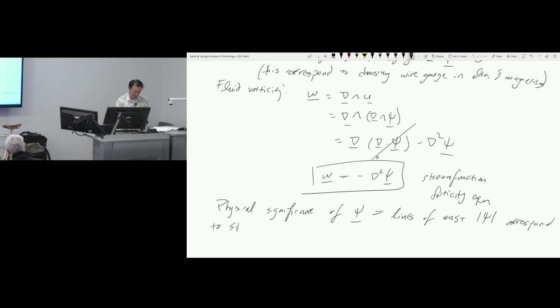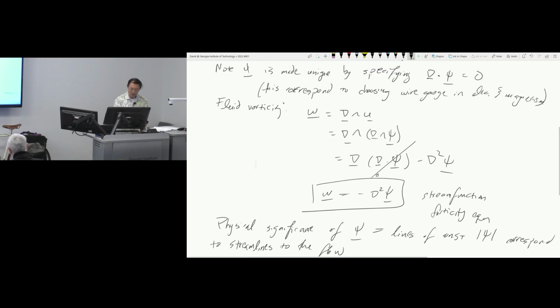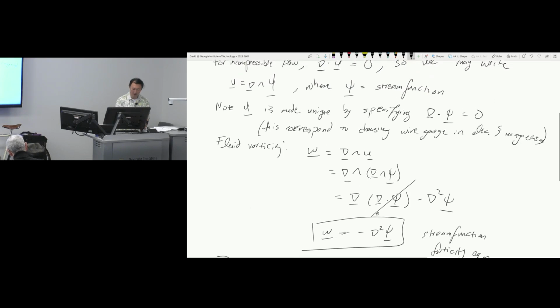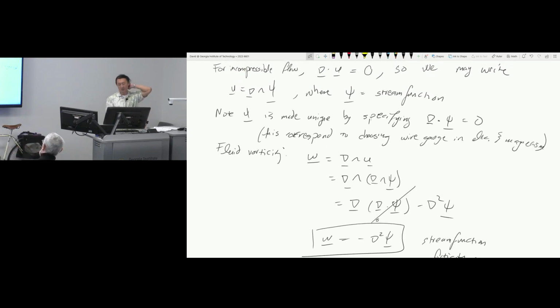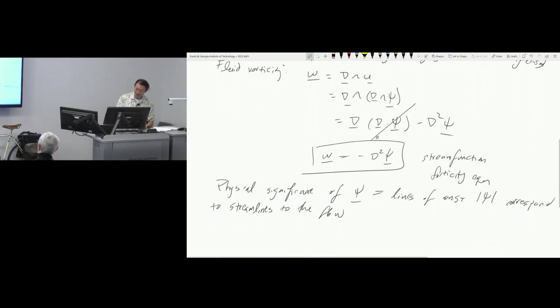You probably haven't seen this formulation because in undergrad you did not do 3D flow. But the formulation for streamlines is actually three-dimensional. Physically, lines of constant psi magnitude correspond to the streamlines of the flow. If you have a 2D flow, then psi, instead of a vector, always points in one direction, so then it's just a function of x and y.